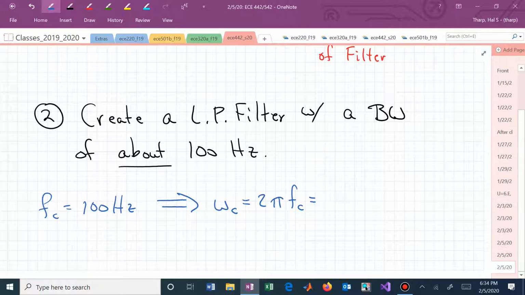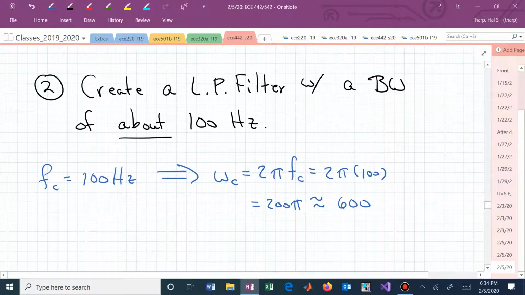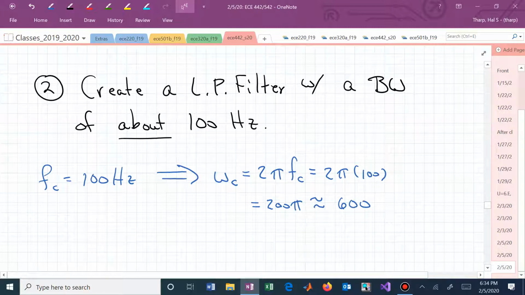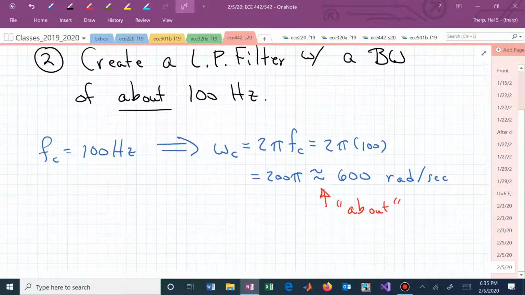2 pi F sub C. So now we have 2 pi times 100, or 200 pi, and the reason I said about 100, I want to just round that pi to 3. So that now we're going to say, okay, we have a bandwidth of 600 radians per second. That approximation symbol is taking account of our about 100. All right, so now we have omega c equal to 600.